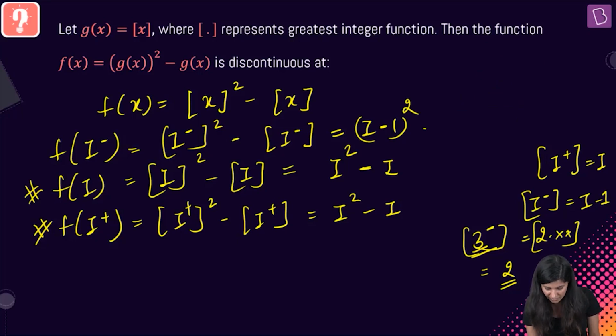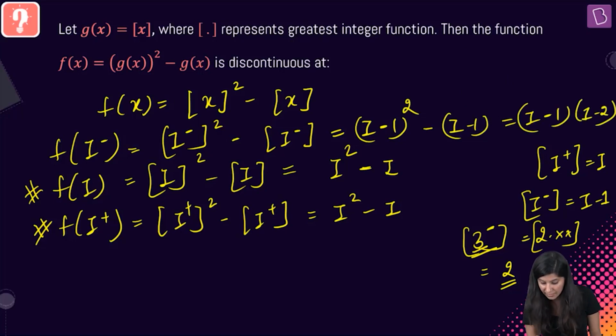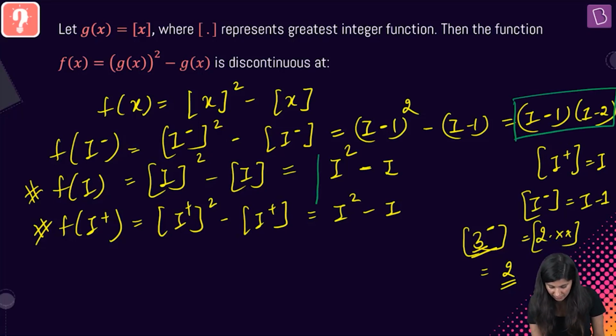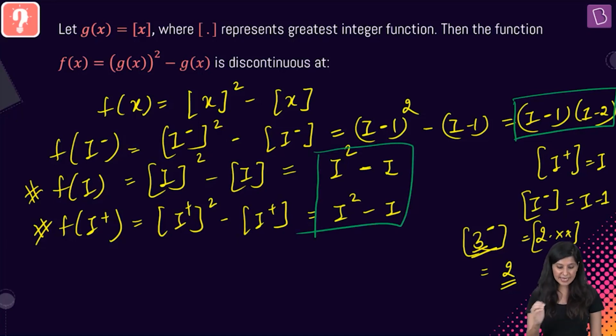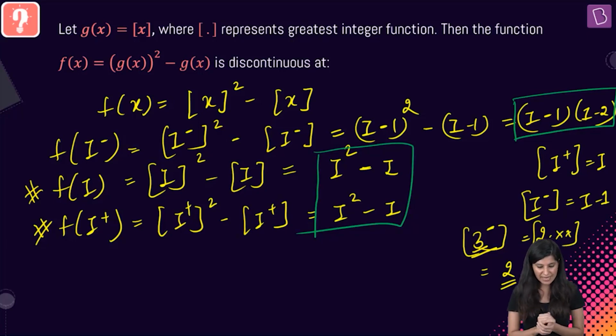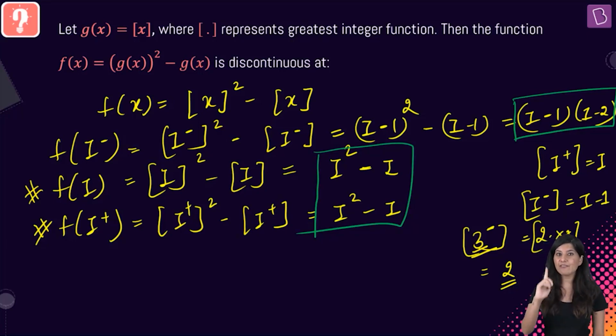And here we have again I minus 1. If you solve it, what do you get? (I minus 1) multiplied by (I minus 2). Now, f(I minus) is a completely different thing, isn't it? This and this, LHL and RHL are not equal, right? But wait, I cannot definitely say that LHL and RHL are not equal because I have one case.